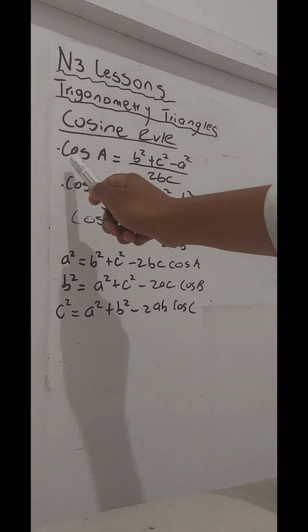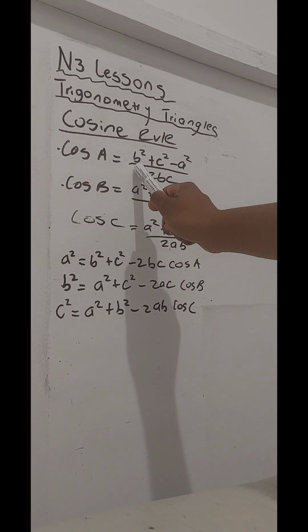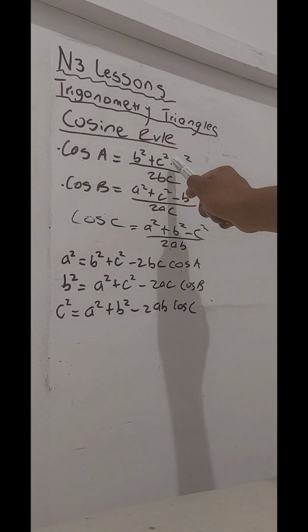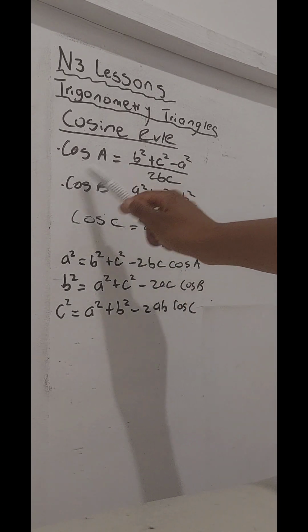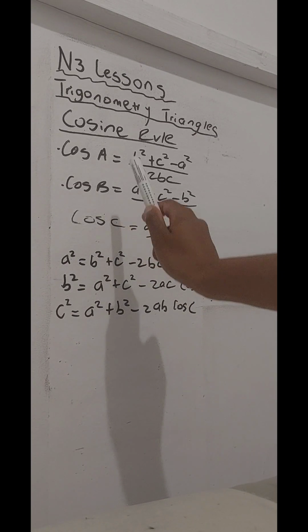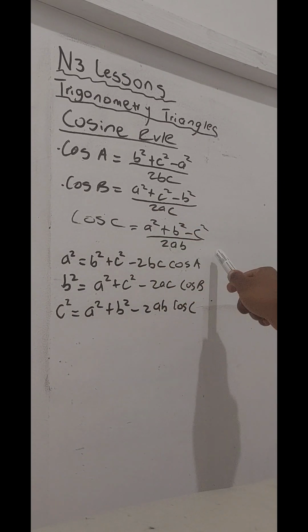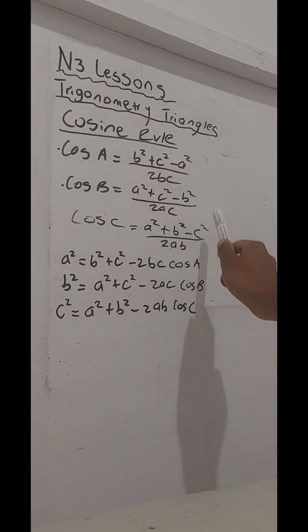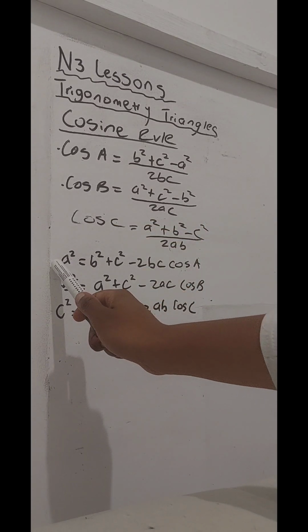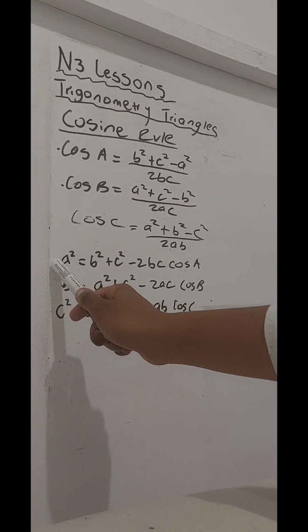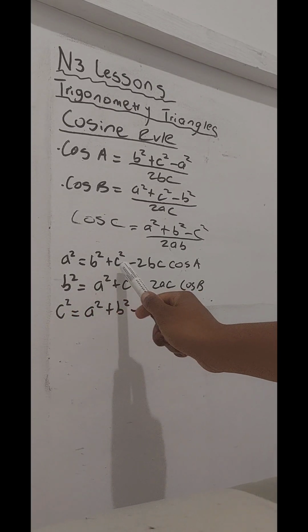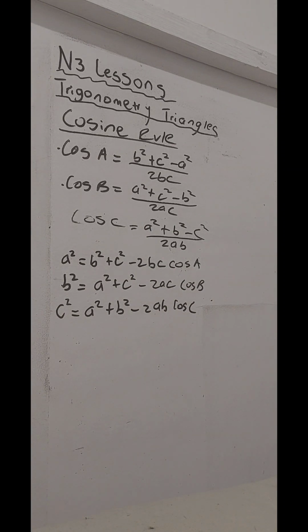Okay, guys, when we're solving for angle A, cos A is going to be side B squared plus side C squared minus A squared over 2BC, just like the rest. The same applies when we're solving for angle B and angle C. We use the sides to solve for angles. And when we are solving for sides, we use the sides plus an angle, guys. So know these formulas for the cosine rule.